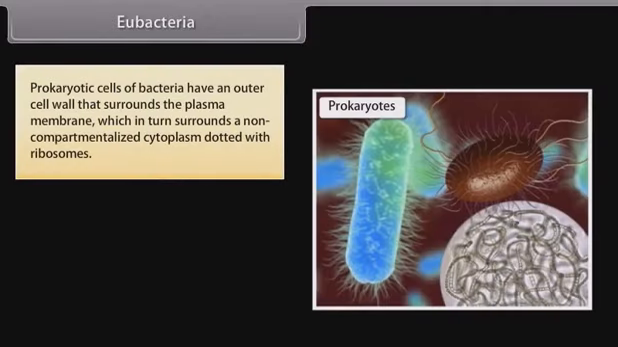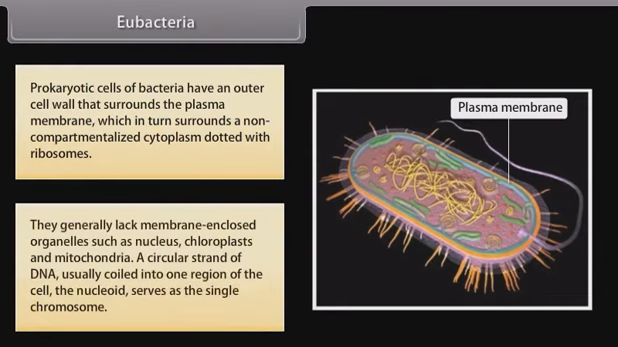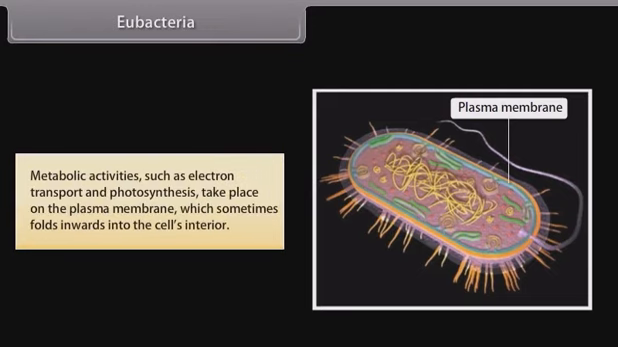Eubacteria. Prokaryotic cells of bacteria have an outer cell wall that surrounds the plasma membrane, which in turn surrounds a non-compartmentalized cytoplasm dotted with ribosomes. They generally lack membrane-enclosed organelles such as nucleus, chloroplasts, and mitochondria. A circular strand of DNA, usually coiled into one region of the cell, the nucleoid, serves as the single chromosome. Metabolic activities such as electron transport and photosynthesis take place on the plasma membrane, which sometimes folds inwards into the cell's interior.